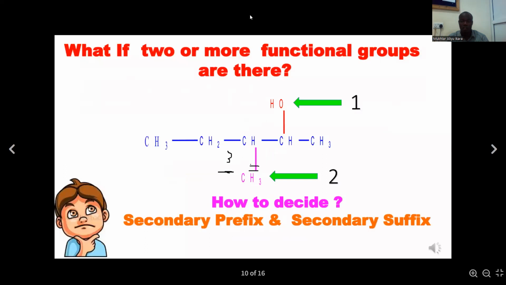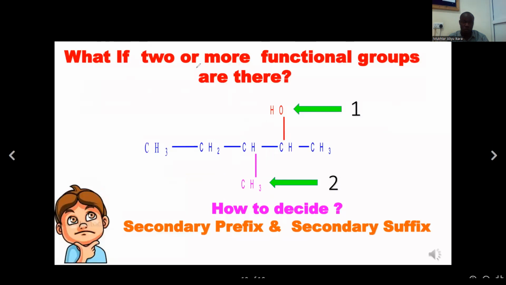Then the next thing that we are going to look at is what if two or more functional groups are there? So assuming we have two or more functional groups, for example, in this compound, how many functional groups do we have? We have one here. The OH group is a functional group on its own, and then the single bond here is also another functional group, which is alkane. So we have the alcohol functional group and we have the alkane functional group.